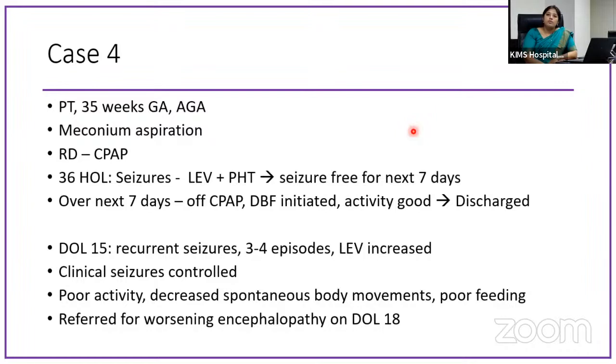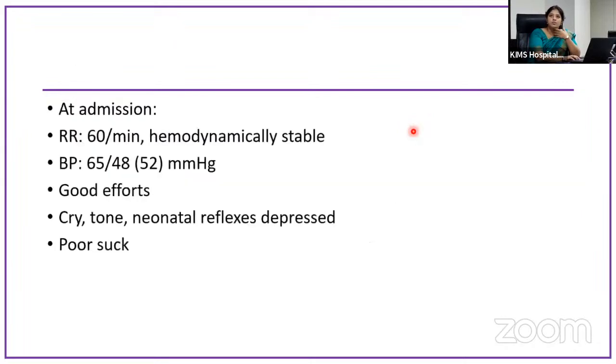Now the baby is okay for 1 week at home. On day 15, he starts to have recurrent seizures, 3 to 4 episodes, for which the levetiracetam was increased. Now the clinical seizures were controlled, but the child continued to have poor activity and decreased spontaneous motor movements. Something which started as seizures is continuing as encephalopathy, and the child was referred for worsening of encephalopathy on day 18 of life. So he was in this situation for 3 days, beyond which he was referred to us.